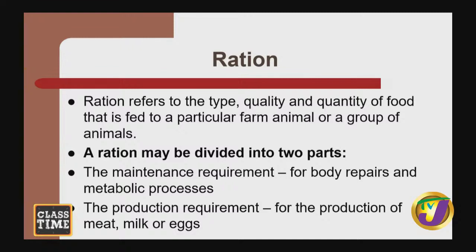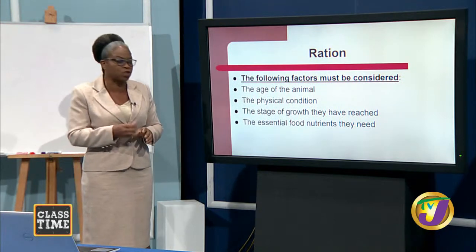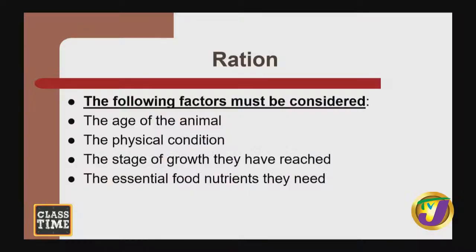Once we start preparing food for animals, we need to consider the following factors. Based on the type, quality, or quantity of food, we need to consider the age of the animal, the physical condition of the animal, the stage of growth they have reached, and also the essential food nutrients that the animals need. We have to think about these questions first before we prepare their ration, because younger animals are going to need more protein in their ration than older animals.